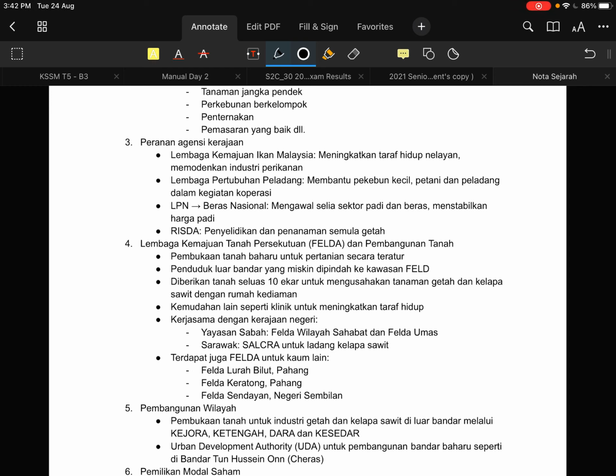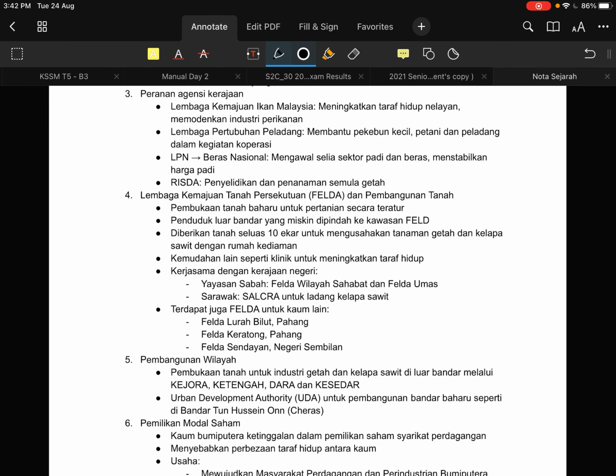And then lastly is RISDA. So RISDA is for the penyelidikan, which is analysis, for the investigation and for the replantation of rubber trees. So RISDA is for getah, Bernas is for rice and paddy, LPP is for farmers, and LKIM is for fishermen.